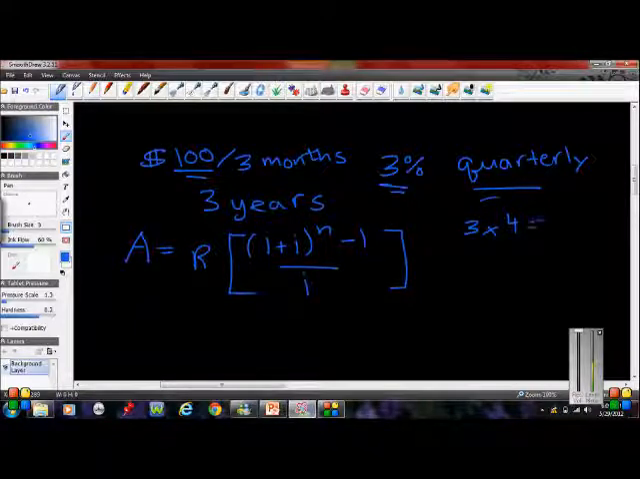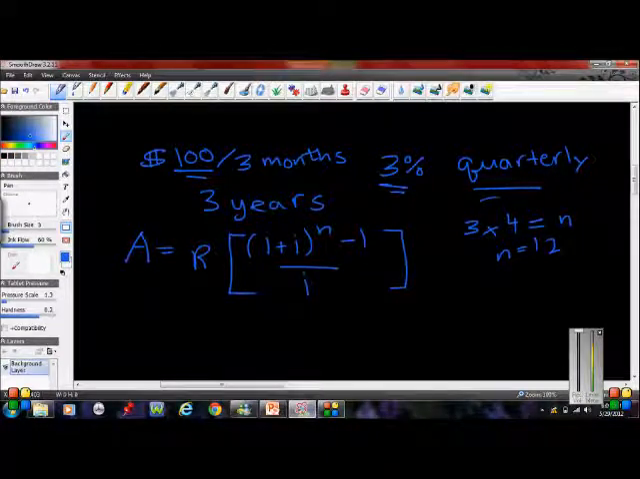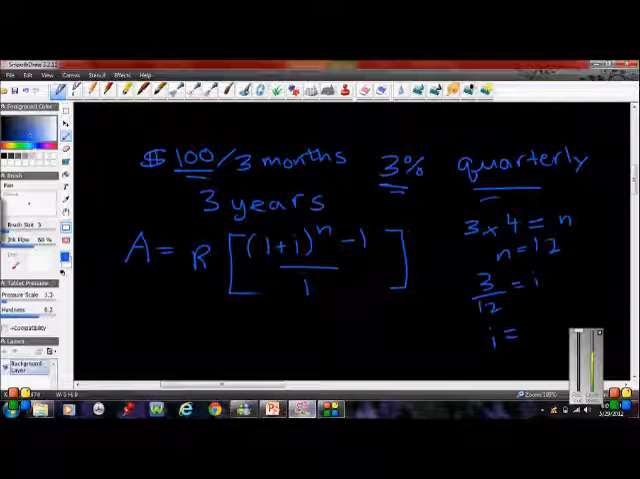So if you multiply your N value by 4 in order to get the amount of compounding periods, you also have to factor that into your I value. So your I value would then be 3 divided by 12 is equal to I, and I is equal to 3 over 12, which is 1 over 4, so 0.2.